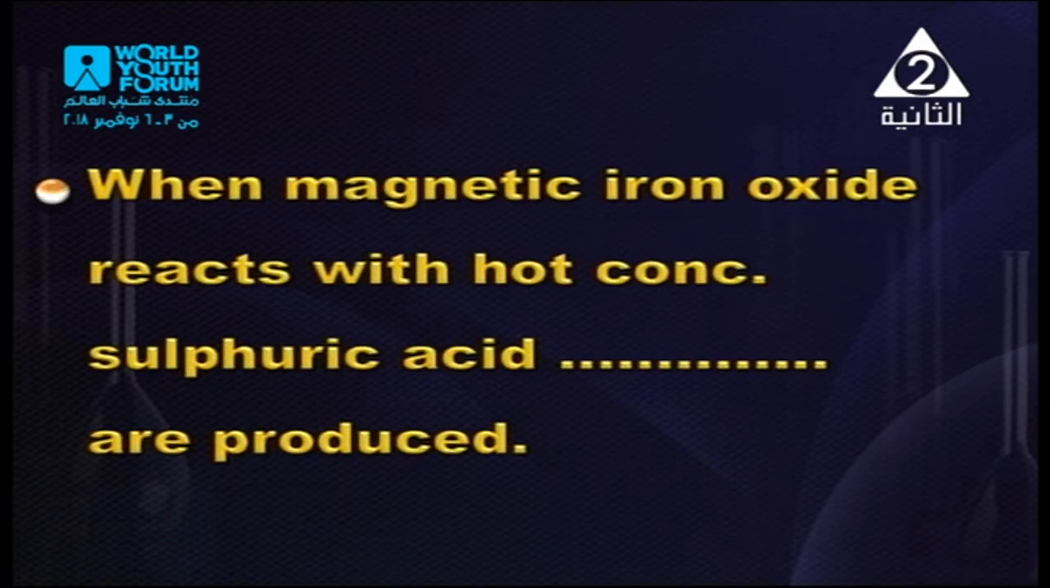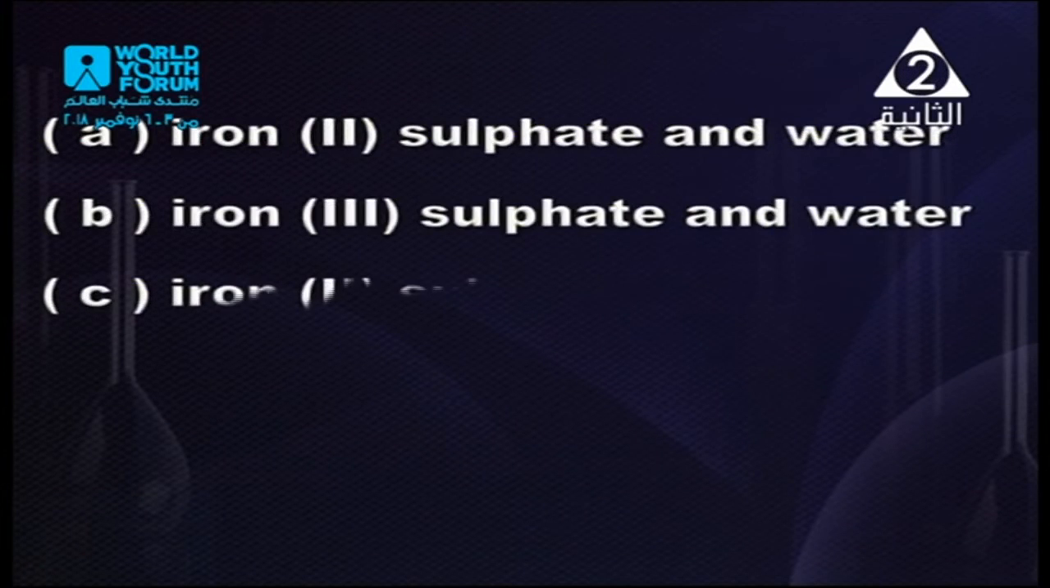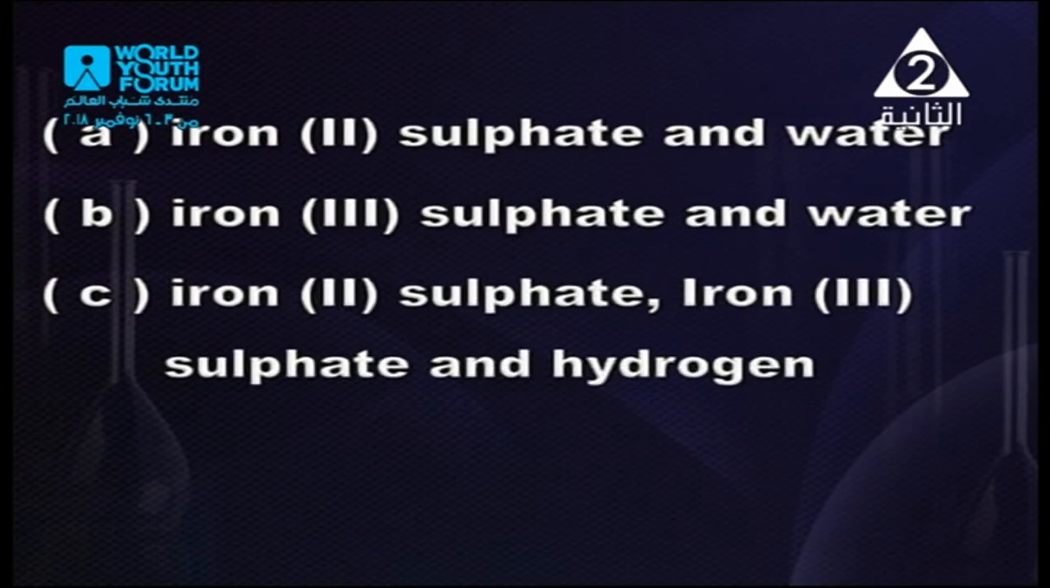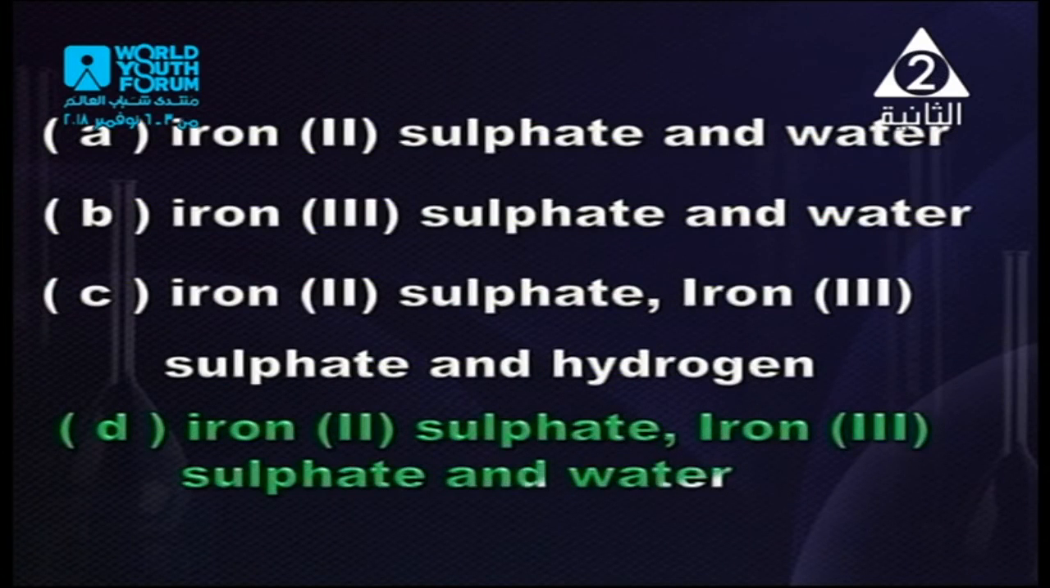First point, when magnetic iron oxide reacts with hot concentrated sulfuric acid, what is produced? Is it iron 2 sulfate and water, iron 3 sulfate and water, iron 2 sulfate and iron 3 sulfate and hydrogen, or iron 2 sulfate and iron 3 sulfate and water? If you think about it, my dear student, you will find the answer. It will be iron 2 sulfate and iron 3 sulfate and water, as the mixed oxide here forms two types of salts, iron 2 salt and iron 3 salt.